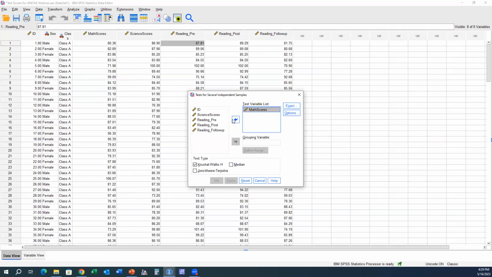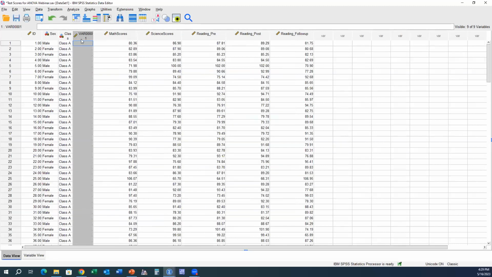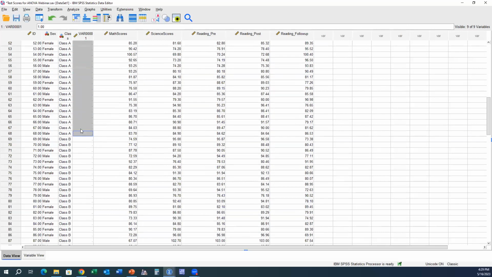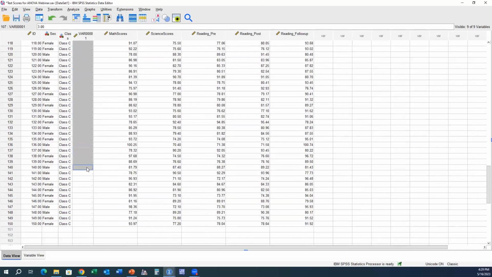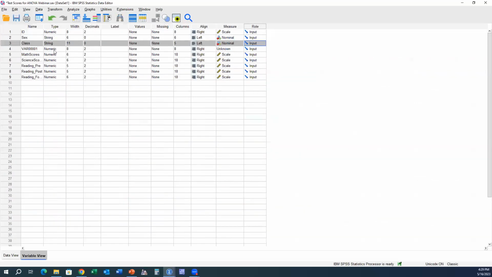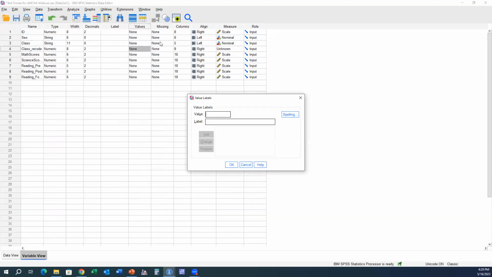K-independent samples is what we want here. And then you put in math up here. Class would go down here. However, I don't have it set up yet. Class needs to be numeric. So really easy. This applies to a lot of analyses, is you need to have just a numeric version of that variable. So if we just make class A, B, and C 1, 2, and 3, that is really all we need to do. Like that. And then we'll call it class recode. So 1 was A, 2 was B, 3 was C, like that.